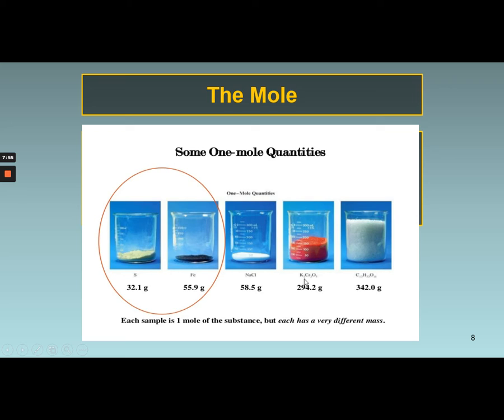Same thing with potassium chromate over here. If we add the potassium, the chromium, and oxygen, we get this mass, which is 1 mole. We have 1 formula unit here, which is equal to 1 mole, which would be Avogadro's number. But you also have 2 times Avogadro's, and 1 times Avogadro's, and 4 times Avogadro's for each of the elements.